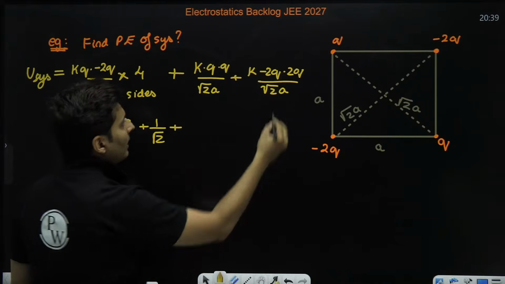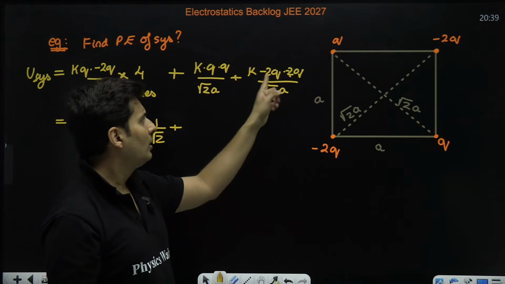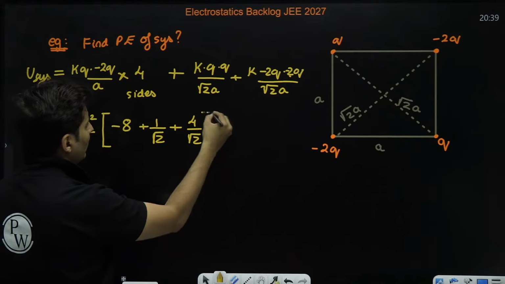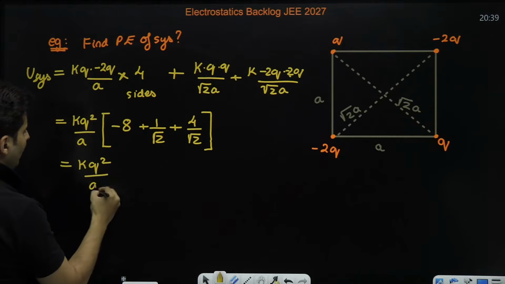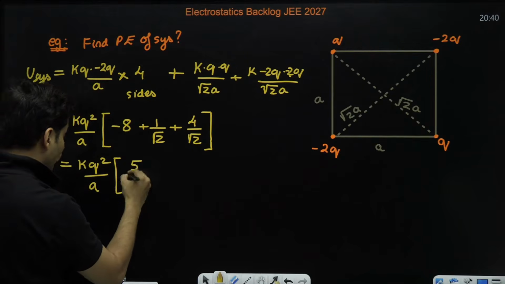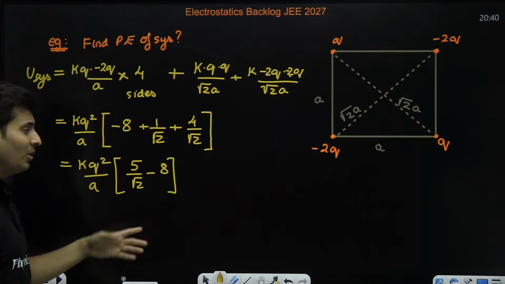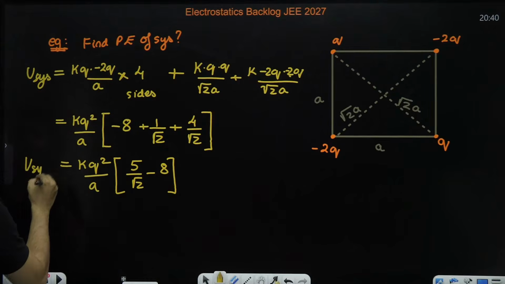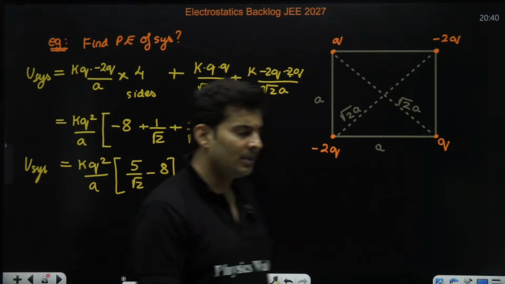Minus 2 into plus 4 is minus 8. This is just 1 by root 2. And oh, by the way, this was also minus. Negative into negative is positive. 2 2s are 4, so this will become 4 by root 2. So what will I get? KQ square divided by A, 4 plus 1 is 5, so 5 by root 2 minus 8. You can leave it like this, or if you want to rationalize, that is also okay. But yeah, this is the answer. Final potential energy of the system is KQ square by A times (5 by root 2 minus 8).